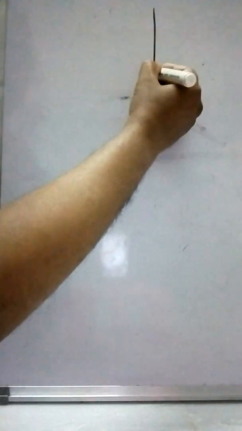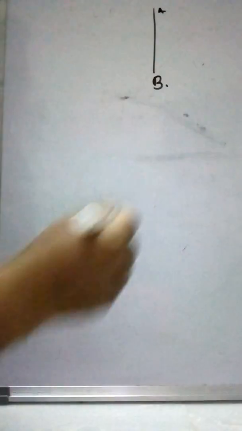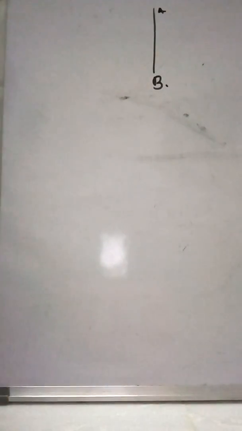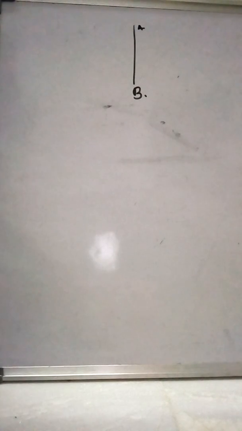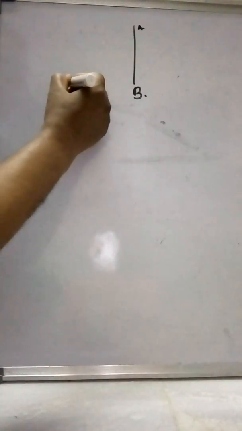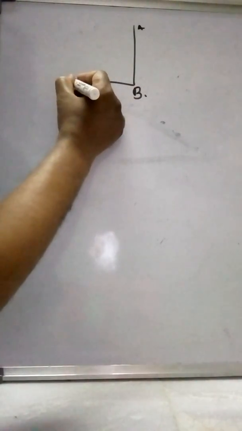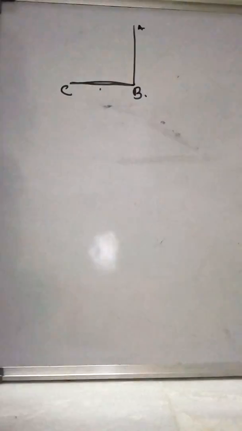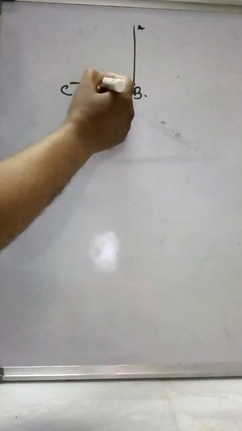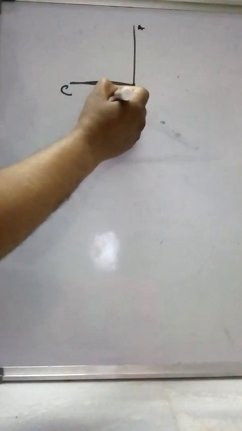So I am taking this as a tower, this is A and this is B. A tower stands vertically on the ground. From a point which is 15 meters away from the tower, I'm taking this point as C. This is the point which is 15 meters away from the foot of the tower. B is called the foot of the tower, that is 15 meters.